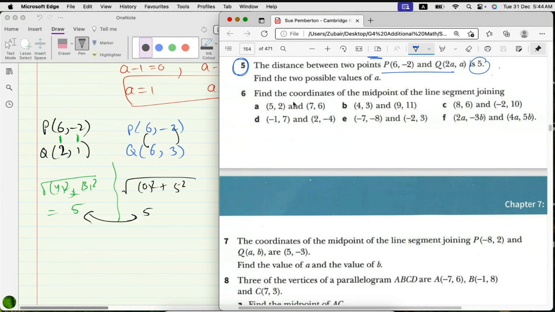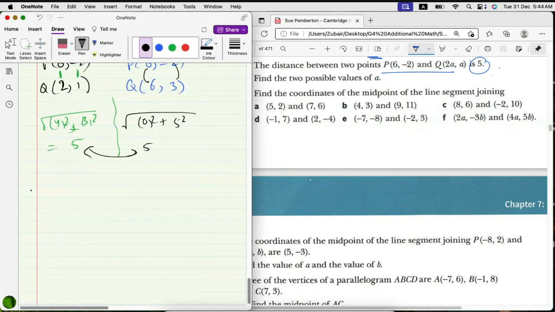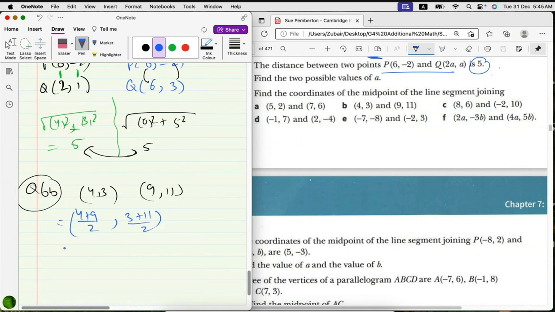Question number 6. Find the coordinates of the midpoint of the line segment joining these two. So simply plug and play, trying question number 6, B part: 4 comma 3, 9 comma 11. So midpoint is x1 plus x2 and half of that, y1 plus y2 and half of that. 13 by 2, 14 by 2, so 6.5 comma 7.